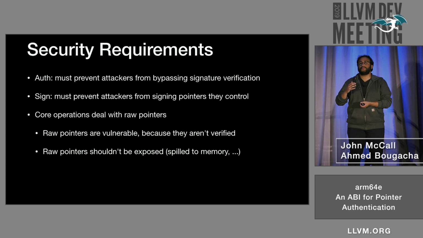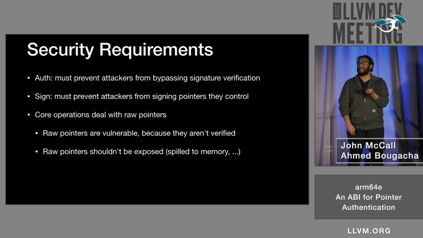But when we're trying to use these operations, auth and sign, we have some requirements to actually make them useful. First, when you have an authentication operation, you have to make sure that the verification step actually happens. You want to make sure that an attacker is not able to just bypass the verification completely. And similarly, for the sign operations, you want to make sure that the pointer that you're signing is something that we actually have some degree of trust in. It's not something that the attacker also controls.